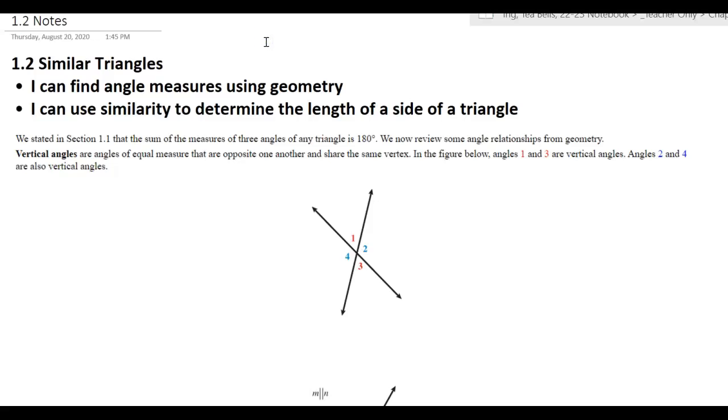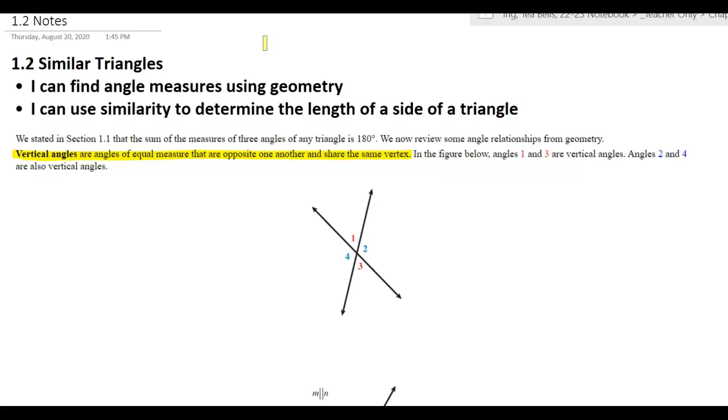All right, we're going to jump into 1.2, which talks all about similar triangles. So we're going to talk about angle measures, and we're also going to use our similarity to find lengths of triangles. So the first thing we're going to bring up is our vertical angles, which share a vertex, but they're actually on opposite sides of each other.